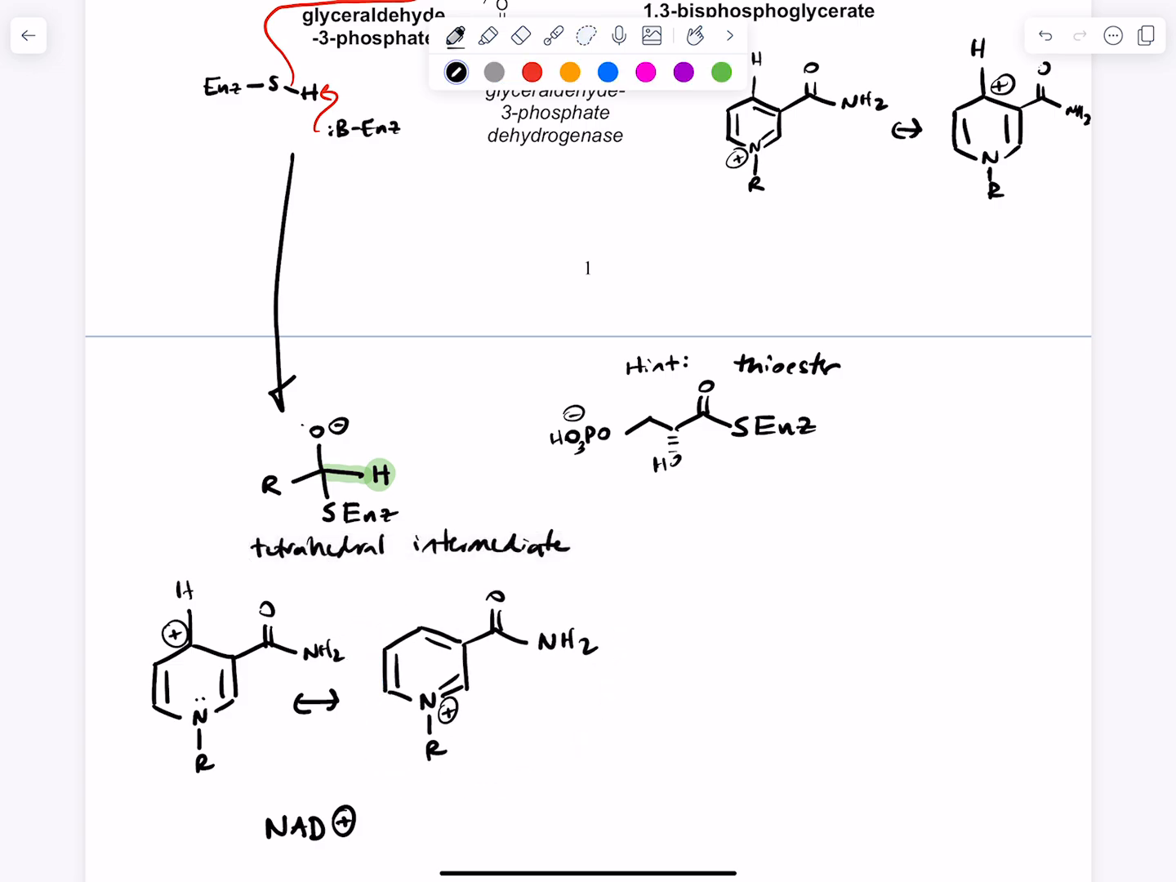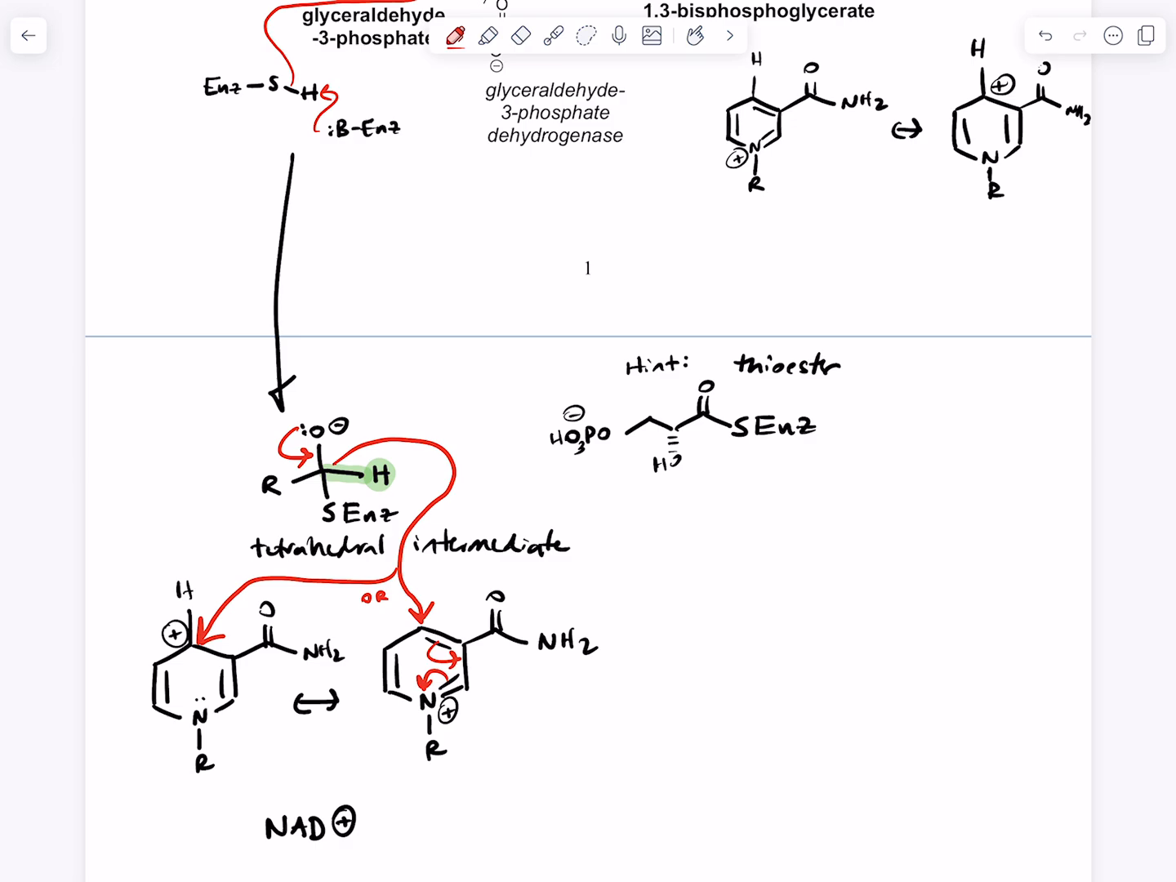So you can show electrons on the oxygen kicking down, then the hydride gets delivered to this carbon, or you can draw it this way. If you draw it the way I showed you on the left, you just need one arrow. If you drew it the way I showed you on the right, you need a couple more. That kicks off the hydride. That gets you to your thioester and NADH.